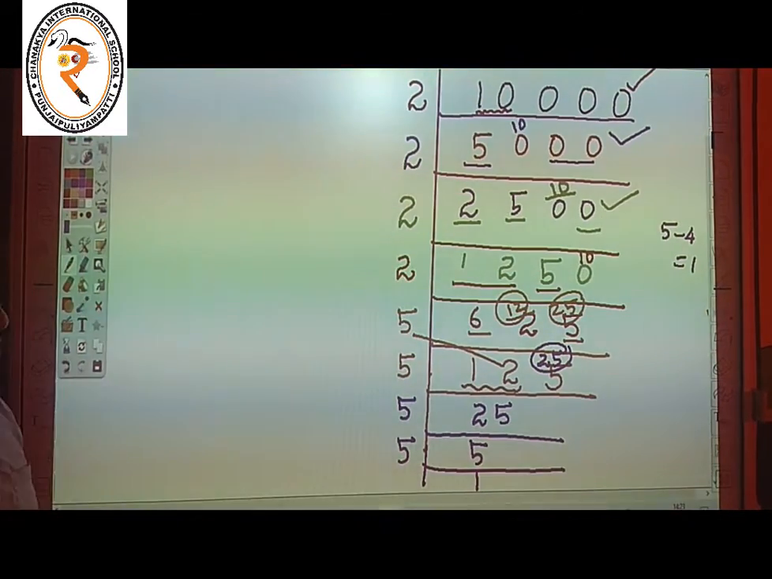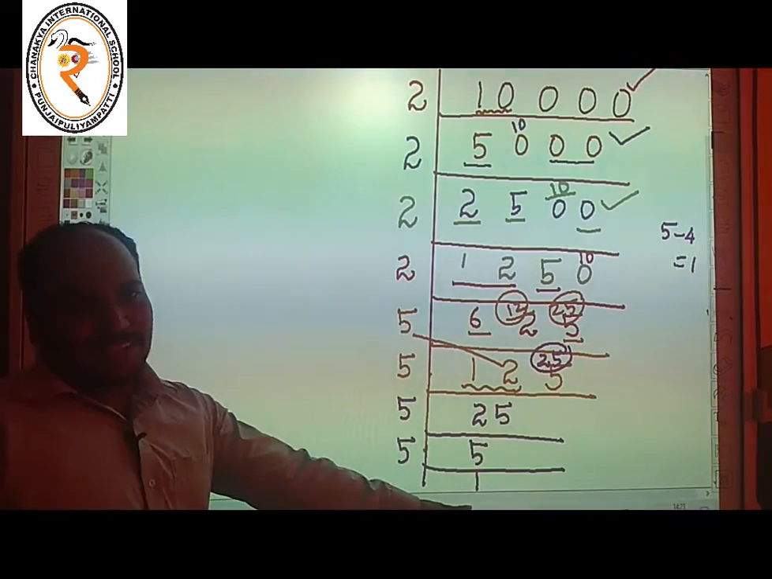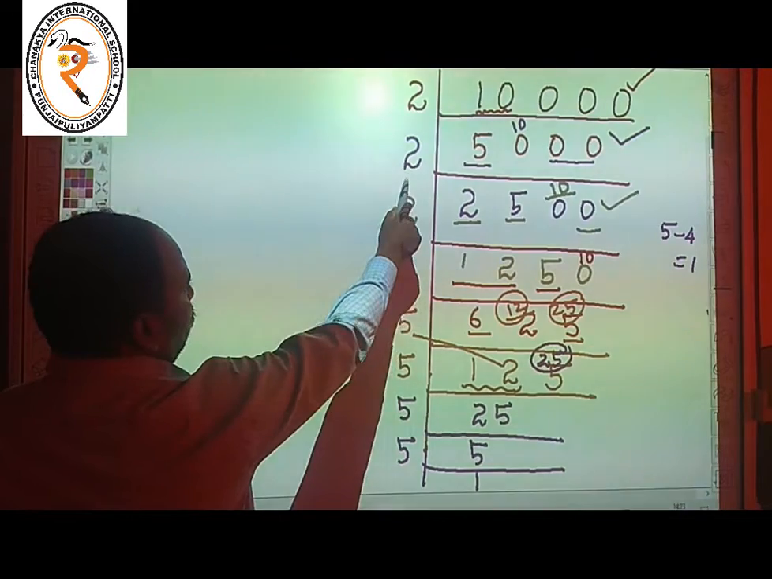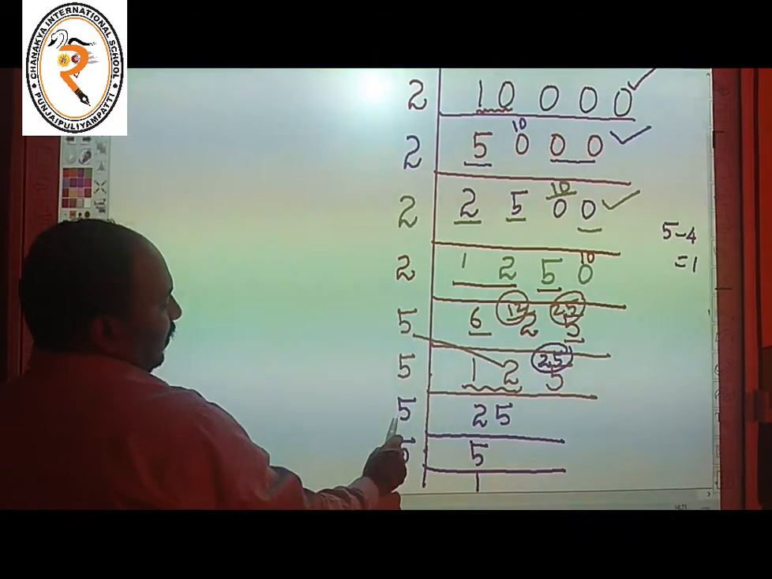1 into 5 is equal to 5. You want to, the last divisor is 1. So the answer is 2 into 2 into 2 into 2 into 5 into 5 into 5 into 5.